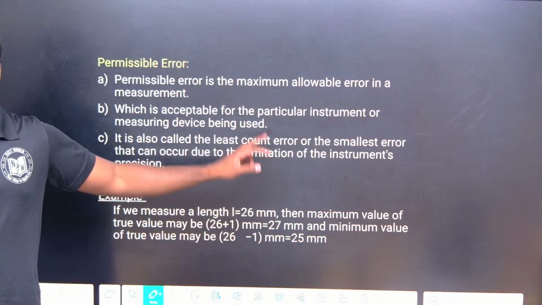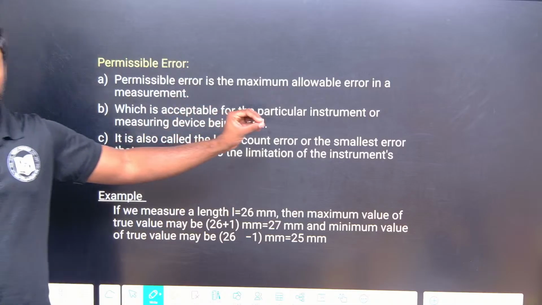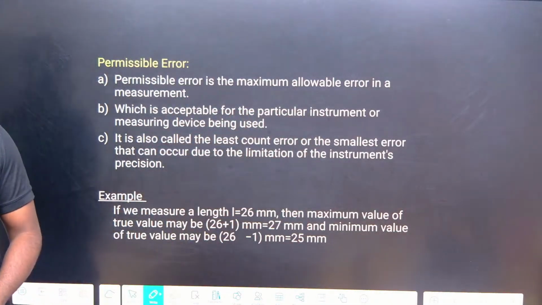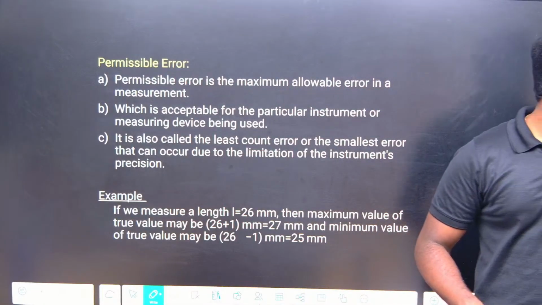Okay, any doubt in the permissible error? So it is the maximum error allowed, which is plus 1 or minus 1. Okay, right now. So we'll continue with the next topic in the next class.